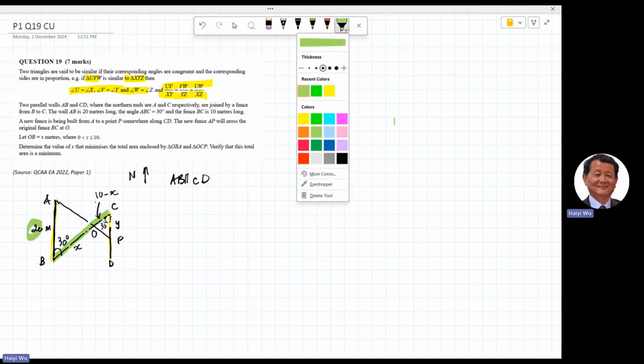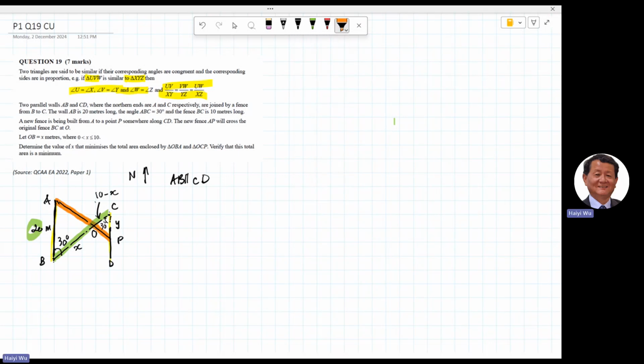Now the question says a new fence is built from A to P. Let's use orange. So another fence is built from A to P. P is a point, we don't know where, so that it crosses BC at point O. So that's point O. All right, now we've drawn the diagram. Then we say if OB is X, so that's X.